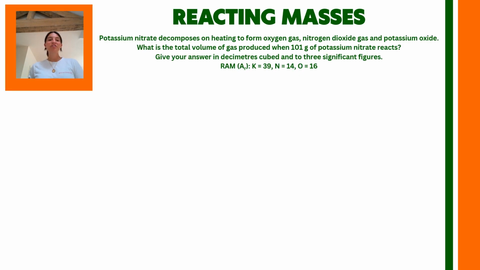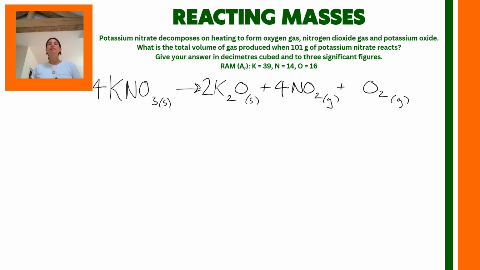Okay, potassium nitrate decomposes on heating to form oxygen gas, nitrogen dioxide gas, and potassium oxide. What is the total volume of gas produced when 101 grams of potassium nitrate reacts? I need to give my answer in decimeters cubed to 3 sig figs, and I've been given some relative atomic masses. So let's have a look at this equation first. What I can see on my left-hand side here is my potassium nitrate.